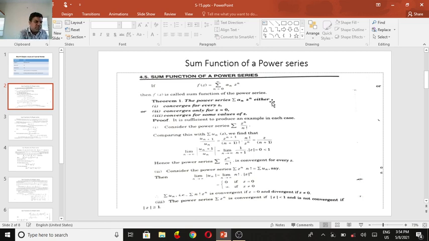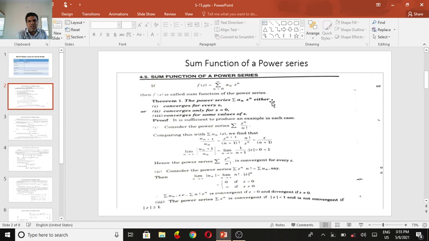The theorem says the power series summation a n z power n either first converges for every z, second converges only for z equal to 0, or third converges for some values of z.